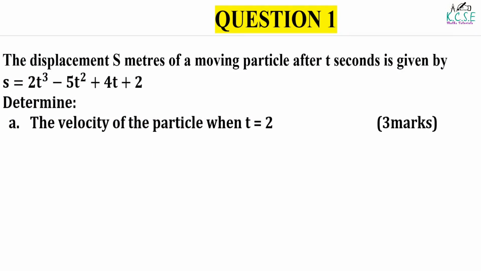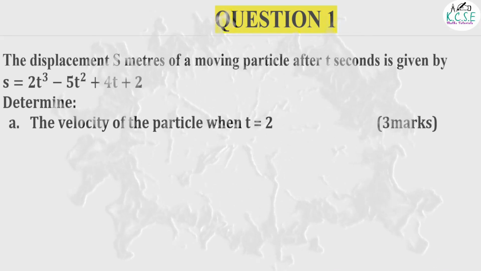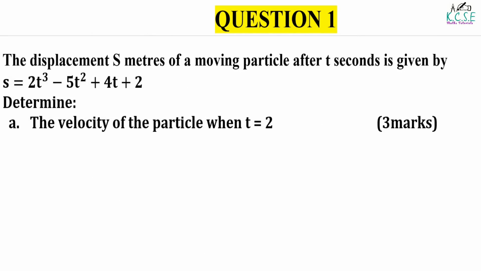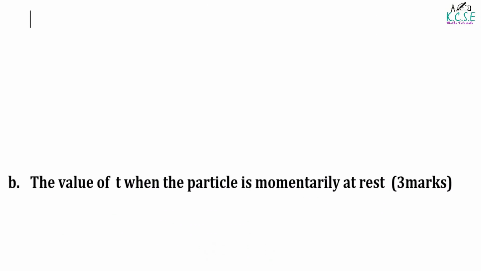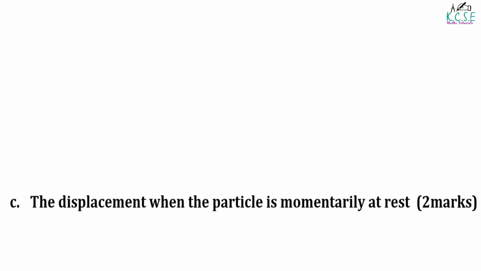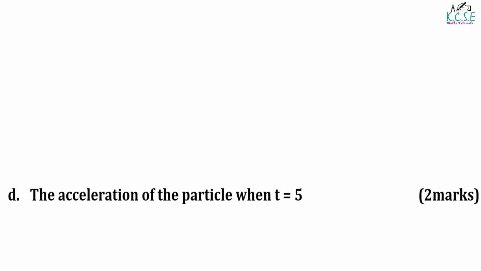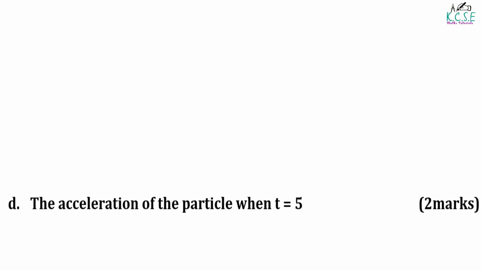Question number 1. The displacement s meters of a moving particle after t seconds is given by s is equal to 2t cubed minus 5t squared plus 4t plus 2. Determine A, the velocity of the particle when t is equal to 2 seconds. Part B, the value of t when the particle is momentarily at rest. Part C, the displacement when the particle is momentarily at rest. Then the last question, the acceleration of the particle when t is equal to 5 seconds.